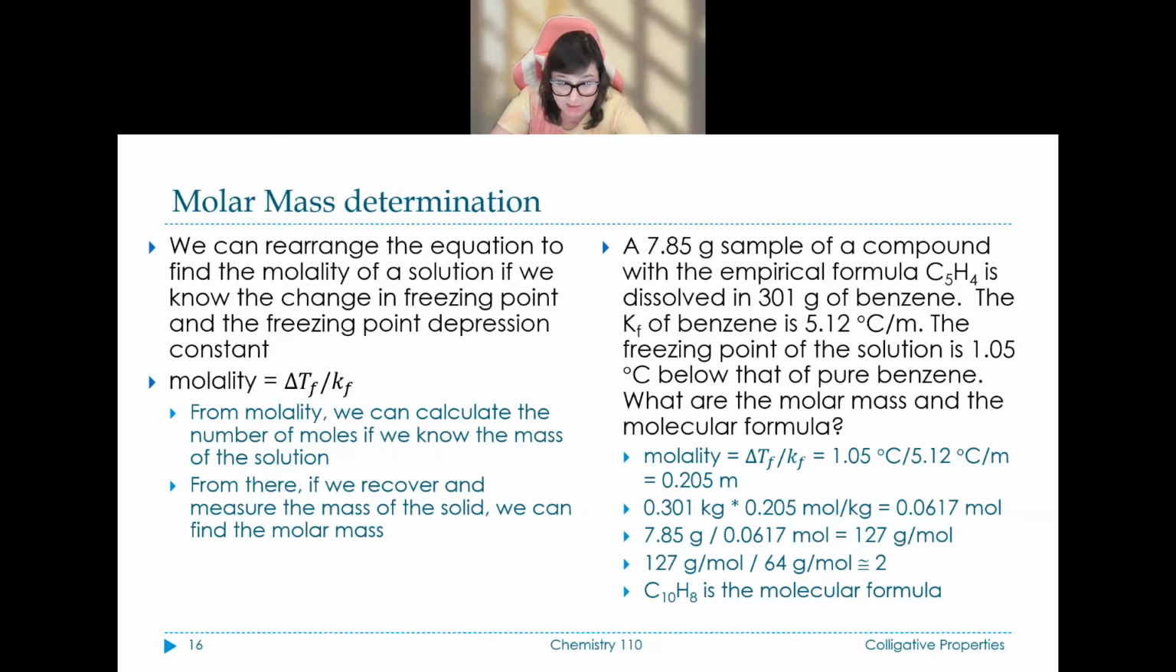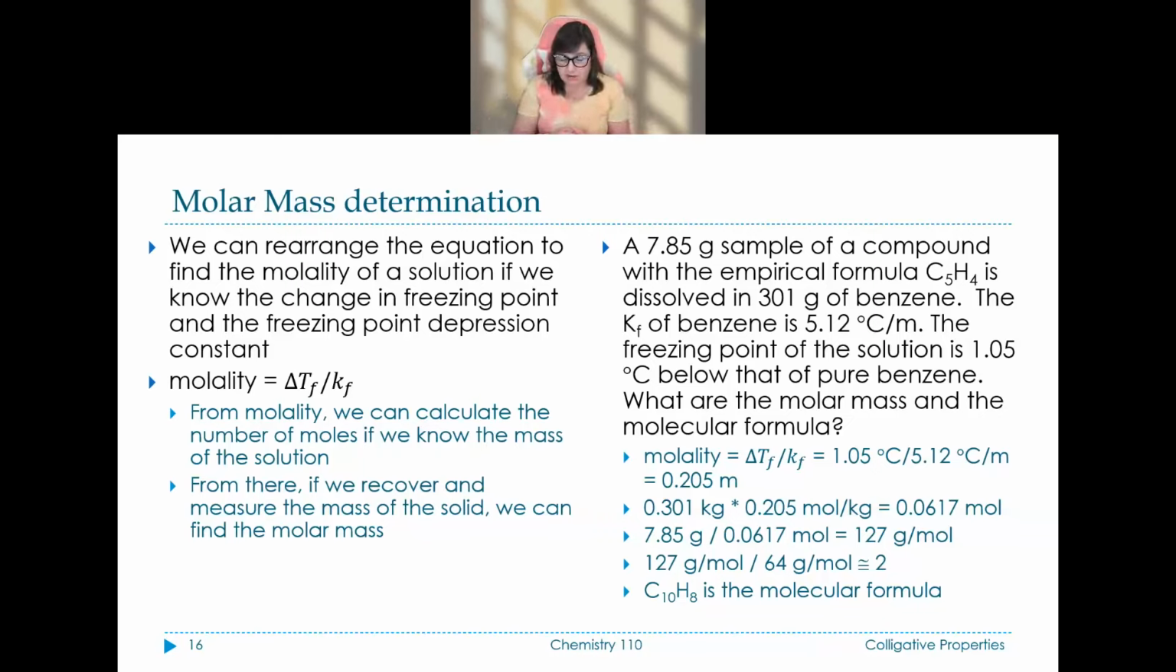And if that's 64, and I'm looking at an overall mass of 127, I divide that overall mass by the 64 grams per mole that are from the C5H4, that gives me a ratio of approximately 2. So I know that I have to take 2 times C5H4 to get my molecular formula, which is C10H8, okay? So that's how we do that.